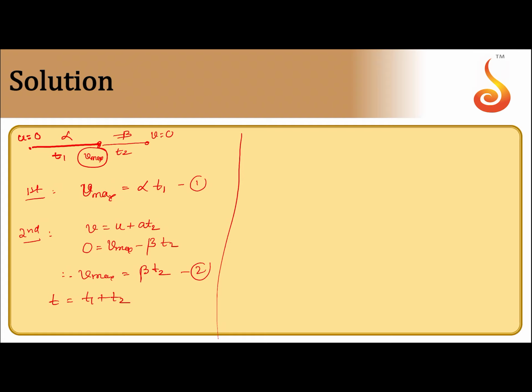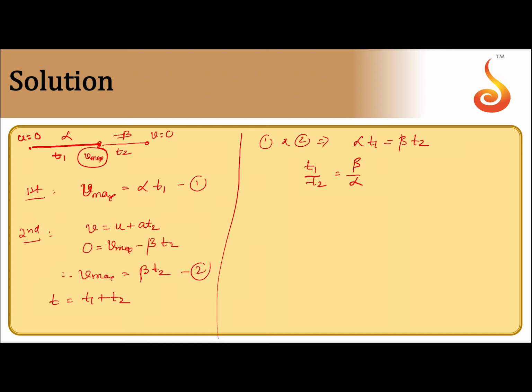How do we simplify? So, notice that from 1 and 2, what do we have? We have V max is equal to alpha t1. So, alpha t1 is equal to beta t2. So, I have t1 by t2 is equal to beta by alpha.